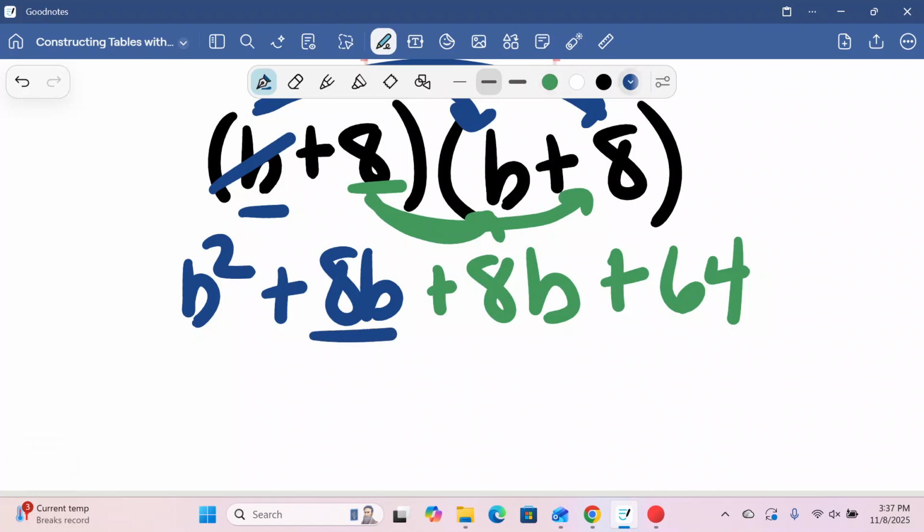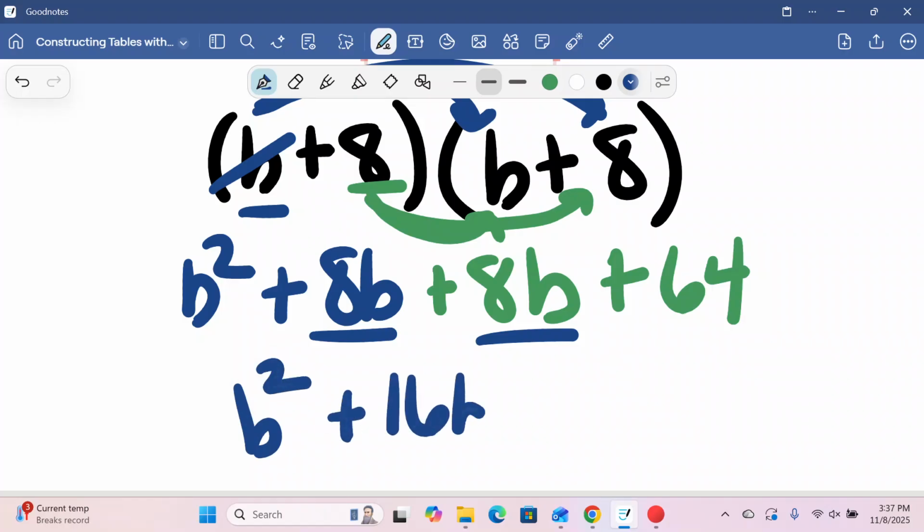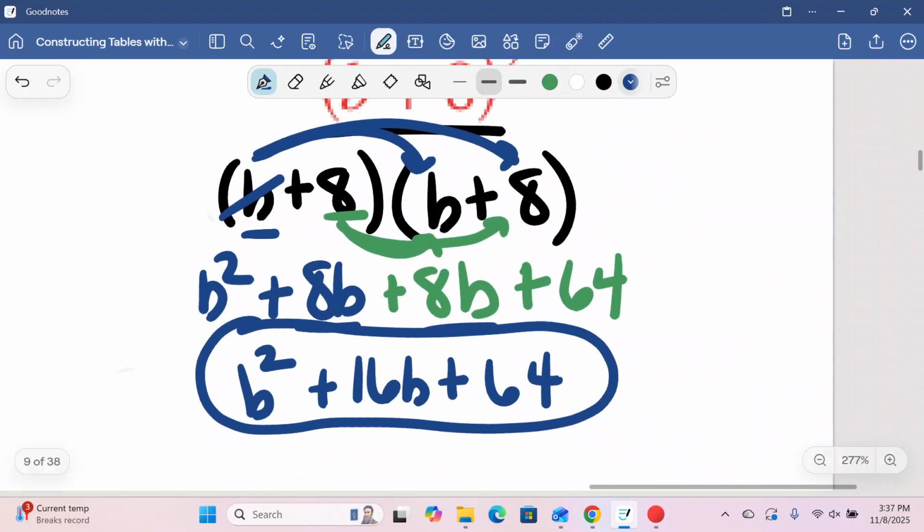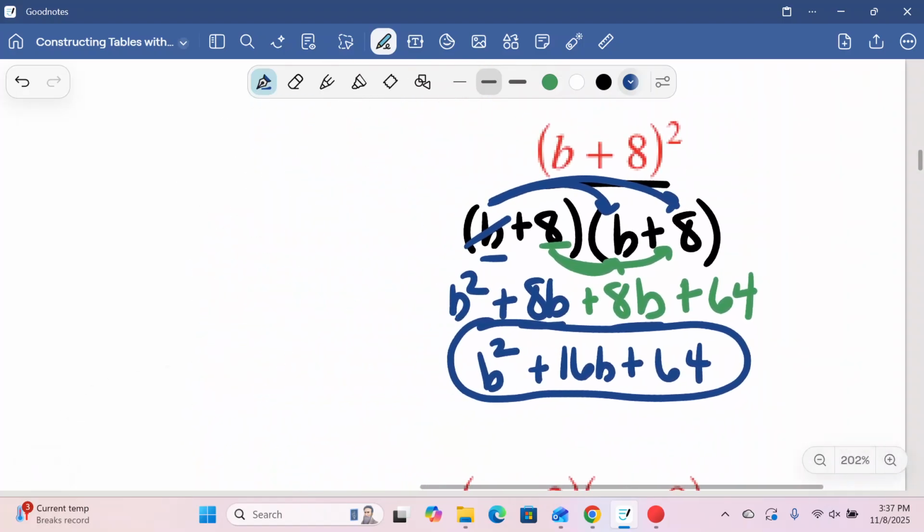My next step is to combine like terms. I'm going to go ahead and underline the b's. That is the only like terms I have. So then the answer is b squared plus 16b plus 64. Why 16b? Because I am adding 8b plus 8b, which gives me a total of 16b. And then everything else does not have a term. So then again, I'm going to circle my answer, and that is my FOIL method combined with b plus 8 quantity square.